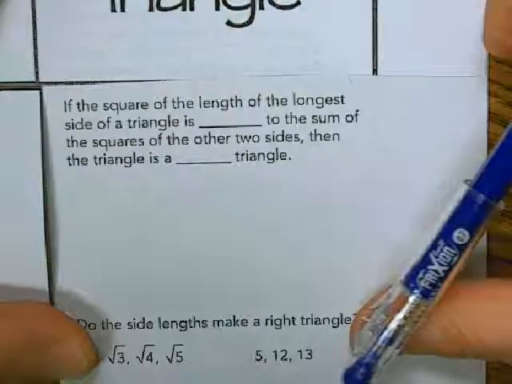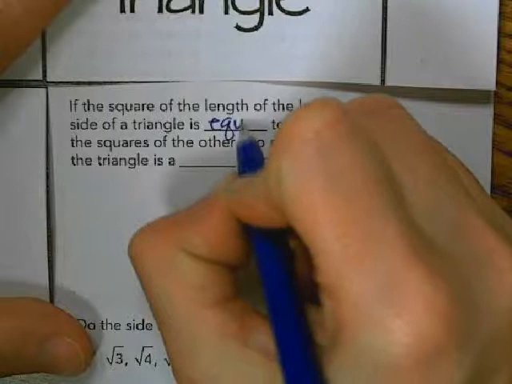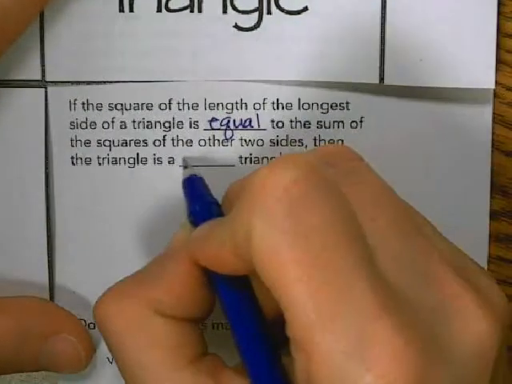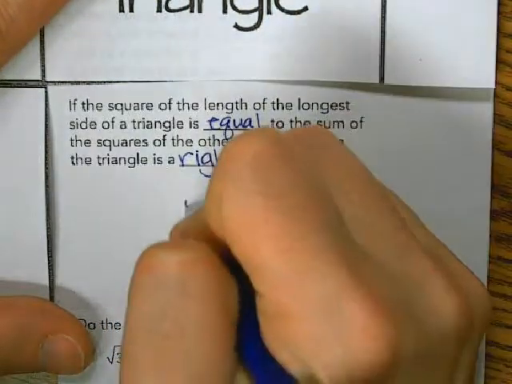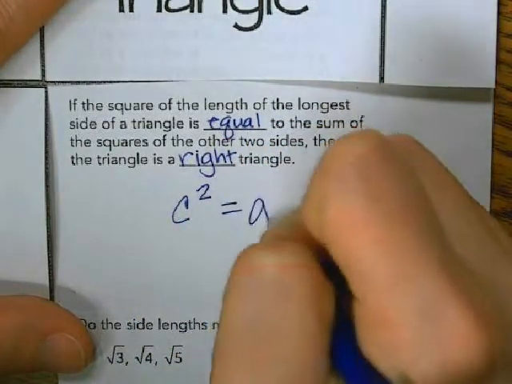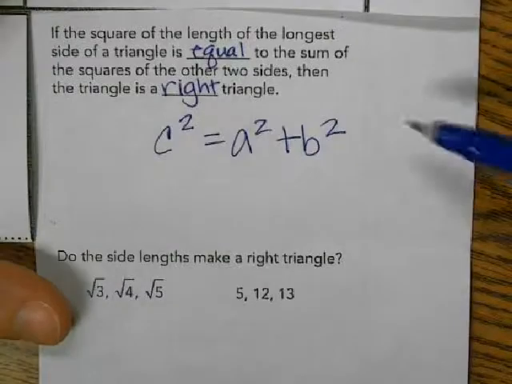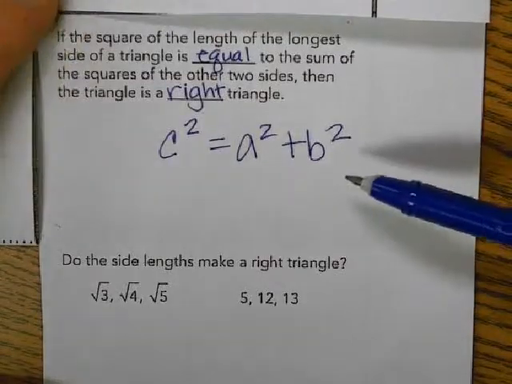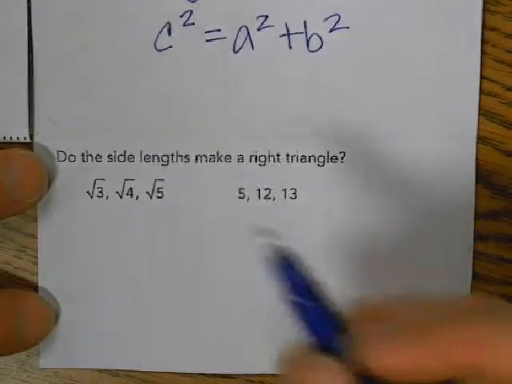So, let's just start with the right triangle. It says if the square of the length of the longest side of the triangle is equal to the sum of the squares of the other two sides, then the triangle is a right triangle. Okay? So that's the rule. C squared equals A squared plus B squared. Okay? So if this theorem works, then you have a right triangle. Because remember, the Pythagorean theorem only works with right triangles. So let's go ahead and use that method here.